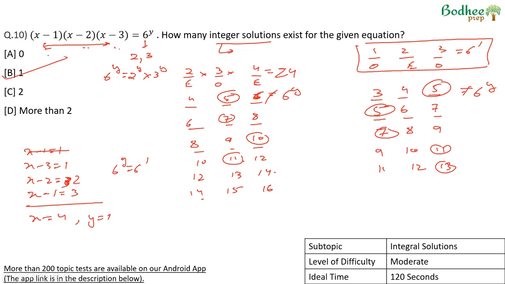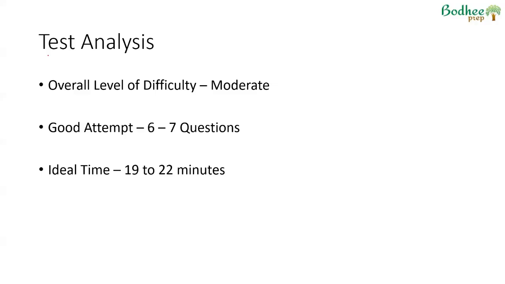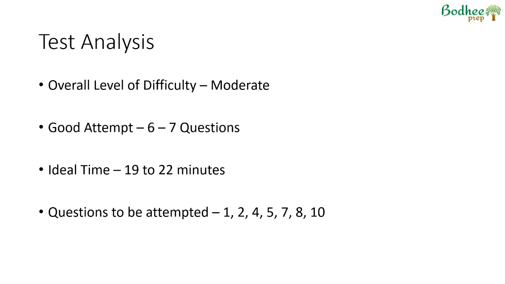Overall, if you look at the level of the analysis of this test, moderate difficulty, about 22 minutes. Again, 22 minutes. I'm getting the answers in the best possible manner, the most efficient manner that I can. 6 to 7 questions that I am looking for. My questions will be 1, 2, 4, 5, 7, 8, 10. Which are these?